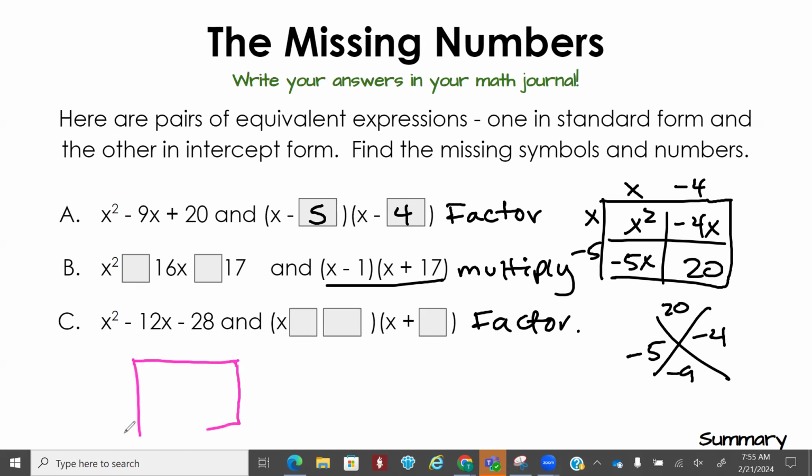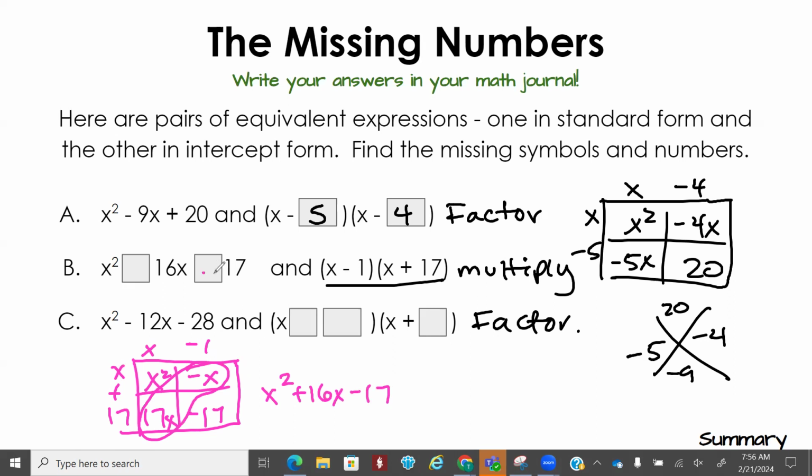On the second one, it wants us to multiply these out. So we have x minus 1 and x plus 17. X times x gives us x squared. X times -1 is -1x. 17 times x gives us 17x. And 17 times -1 is -17. I can add these together, and so this is going to give me x squared plus 16x minus 17. And so we can fill in the minus, we can fill in the plus.